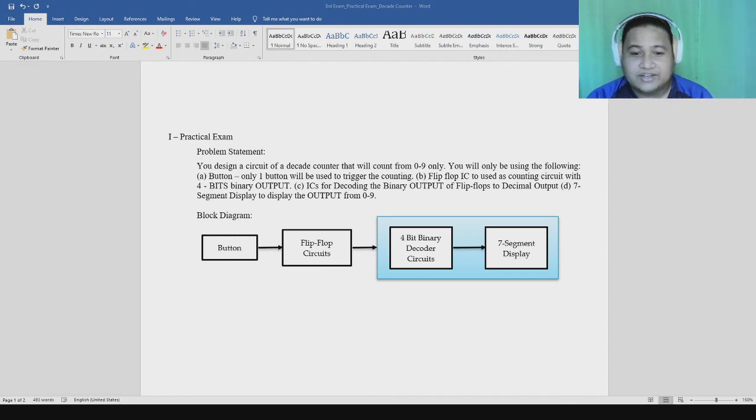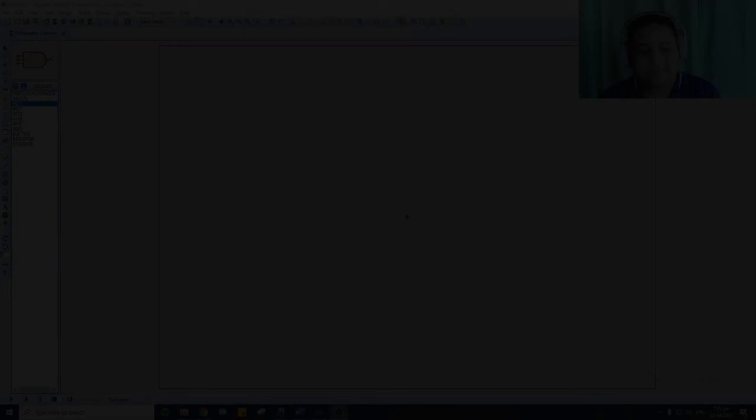So here's our block diagram, and first in doing it, we will be solving its truth table, its K-map, and its Boolean equation for us to get our 4-bit binary decoder circuit. So let's head on to creating its schematic.